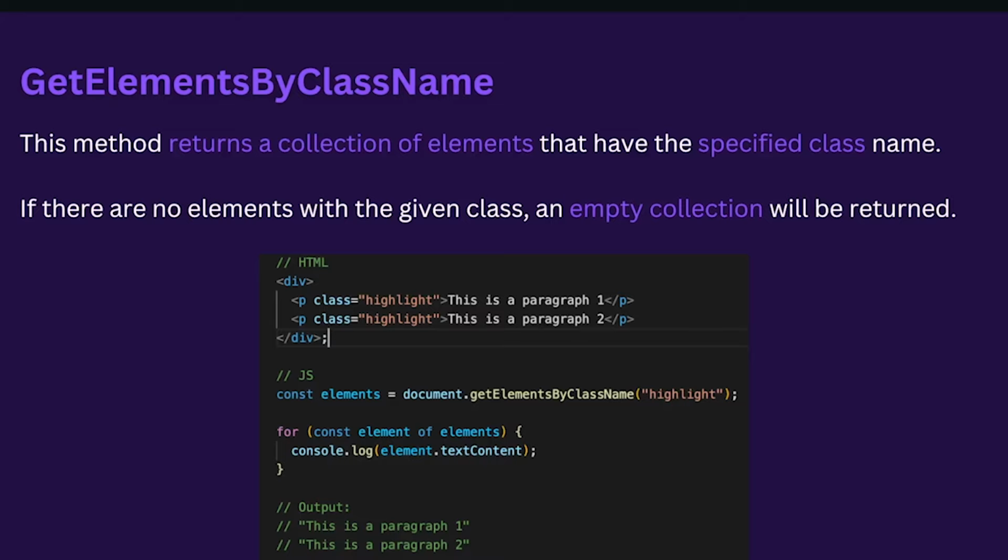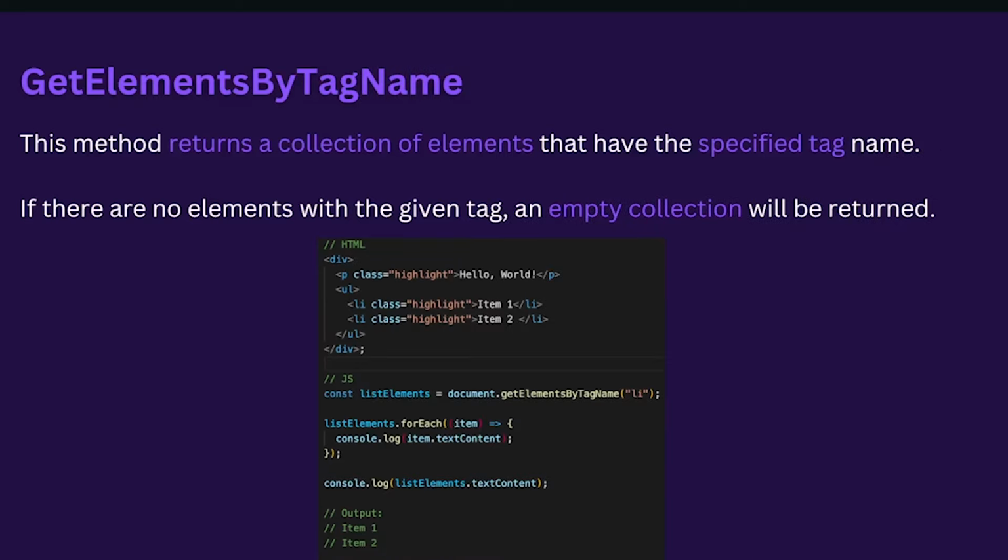getElementsByClassName. This method returns a collection of elements that have the specified class name. If there are no elements with the given class, an empty collection will be returned. getElementsByTagName. This method returns a collection of elements that have the specified tag name. If there are no elements with the given tag, an empty collection will be returned.